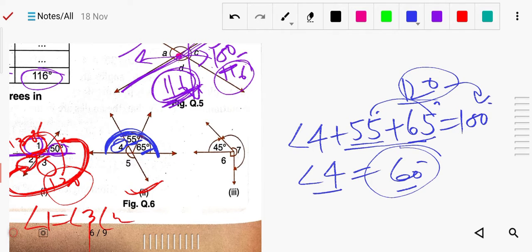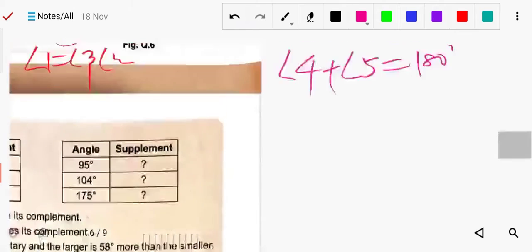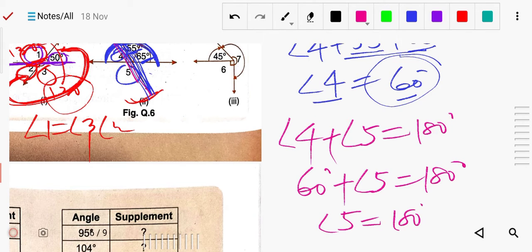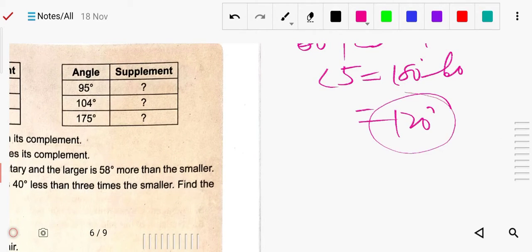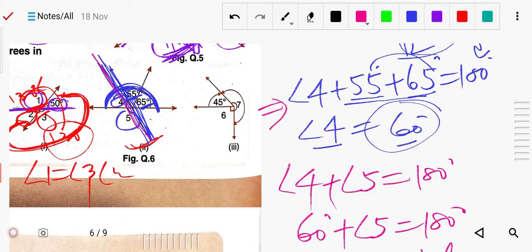Now you have to find the other angle, this angle 5. This is on a straight line, again one straight line. So again you can write angle 4 plus angle 5 equals 180. Angle 4 is 60 degrees, and angle 5 we have to find. So angle 5 equals 180 minus 60, so you get 120. Angle 5 is 120 degrees. Likewise you have to do. Got it? You have to mention this and do it like this.